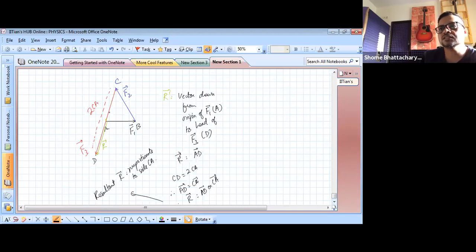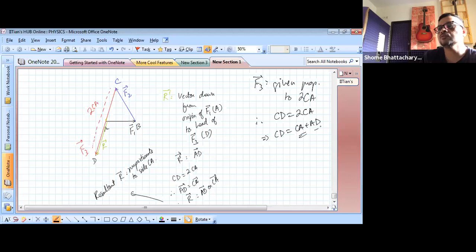See, this is equal to this, this is twice C, just given in the question, that F3 is given proportionate to 2 times C. Okay. So therefore your CD is twice of C. So that means CD is equal to C plus ED. These two are equal.